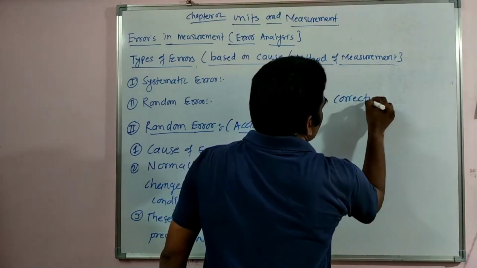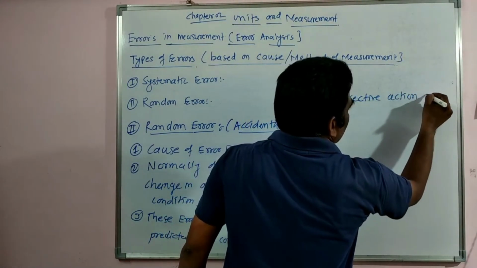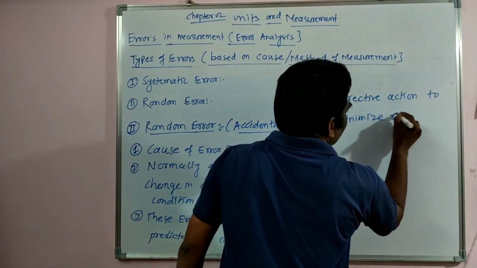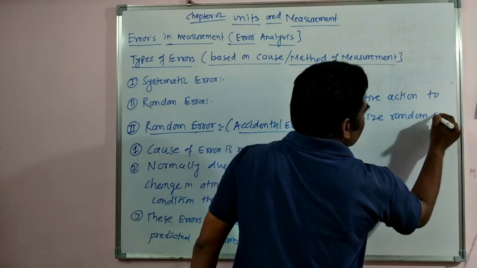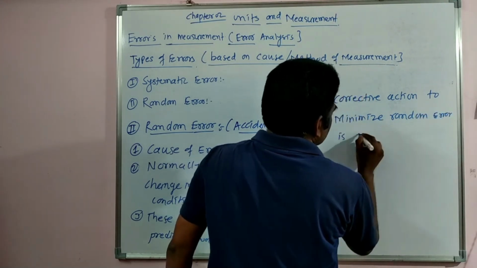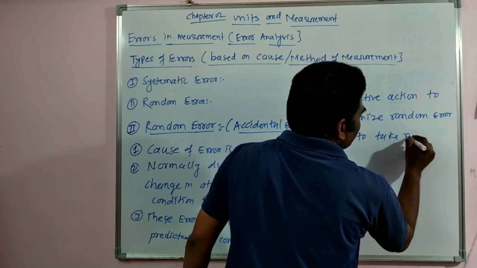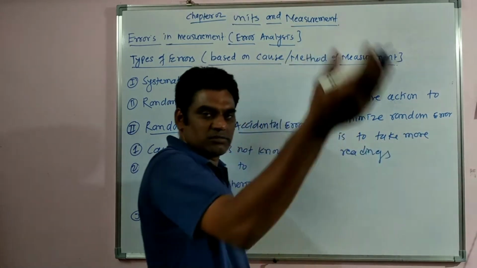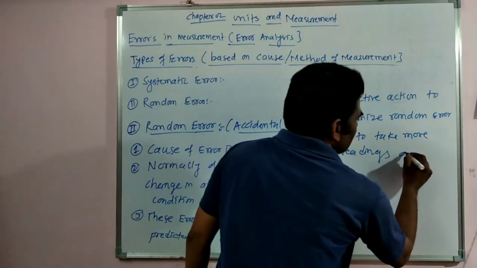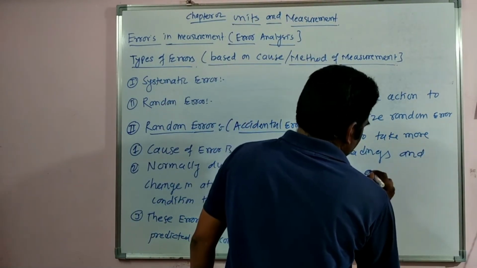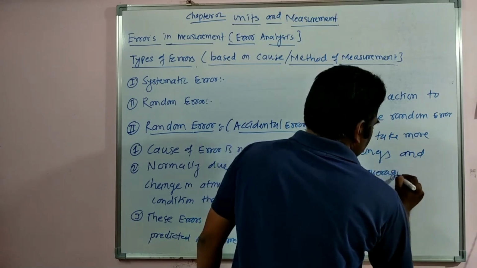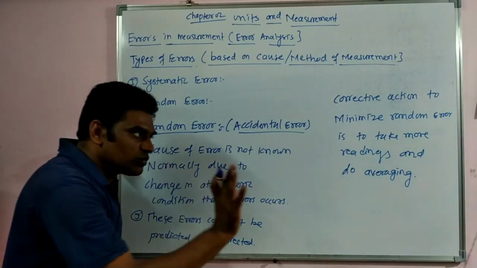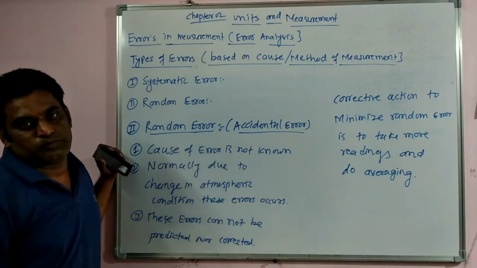Corrective action to minimize random error is to take more readings. Instead of 10, you take 20, 50 like this. Take more readings and do averaging. Take the average of that. In this way, you can have the measurement close to the true value.